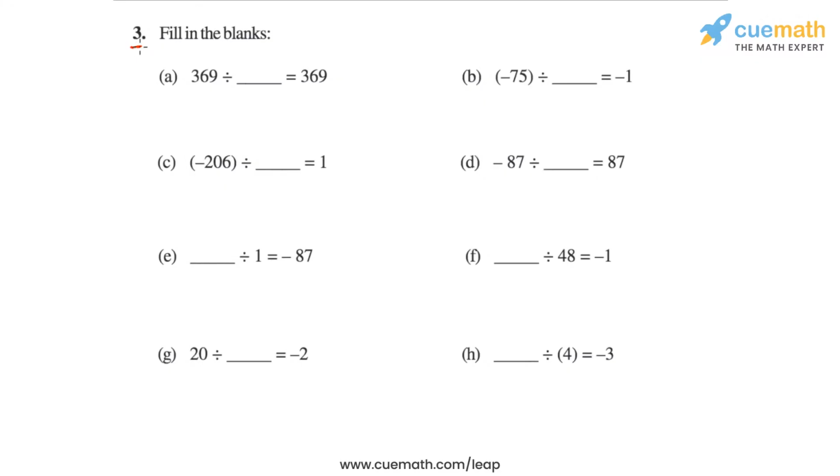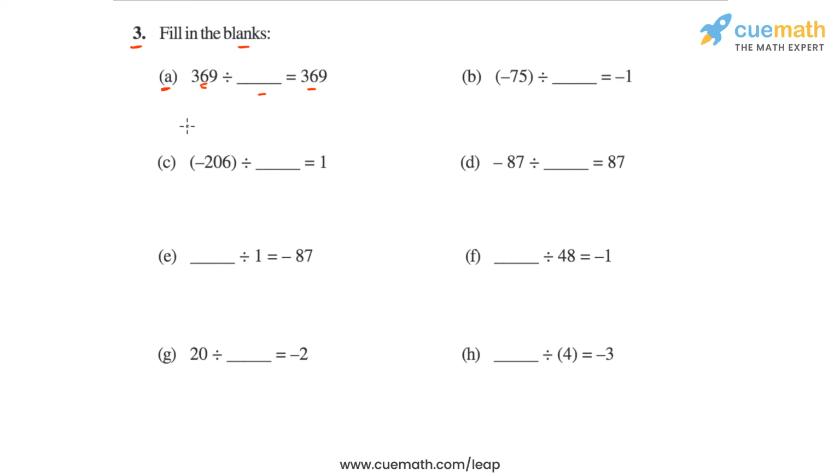In question 3, we have to complete each of these division statements that you see with the correct integer. So there is a blank in each statement which we have to fill with the correct integer. So let's solve them one by one. In part A, we have the statement 369 divided by blank is equal to 369. So what integer will make this statement correct?